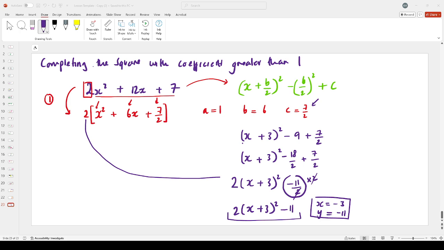How do you find x and y? How do you work out x and y? To work out x and y, I need to make this bracket equal to 0. So what do I add to 3 to get 0? Minus 3. So that's my x, and my 11 minus 11 is here.